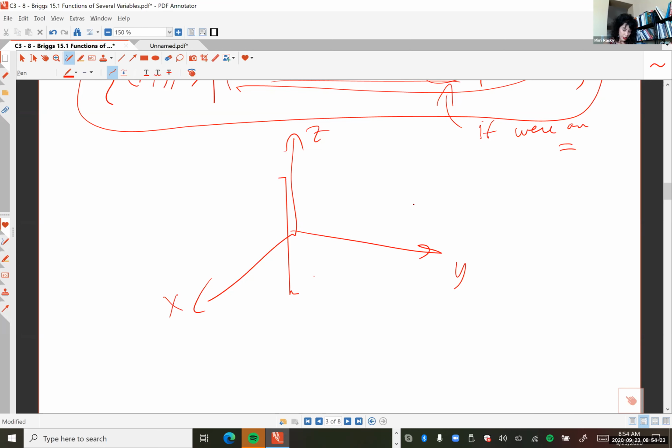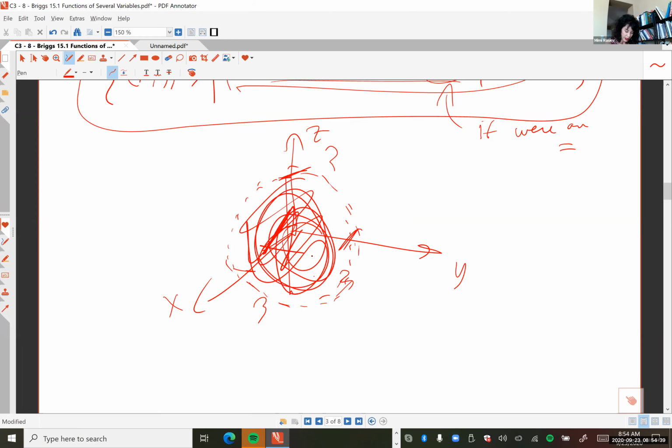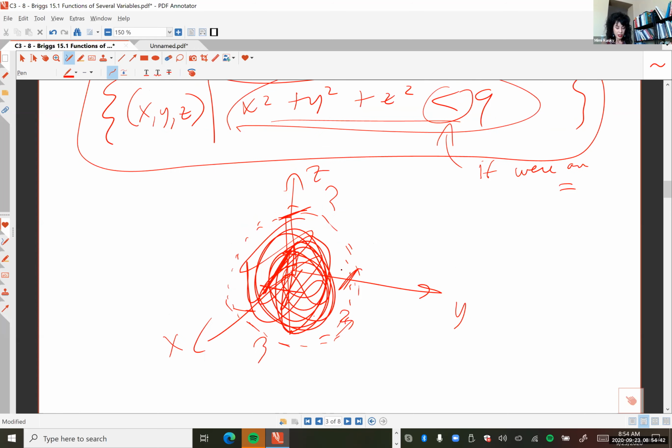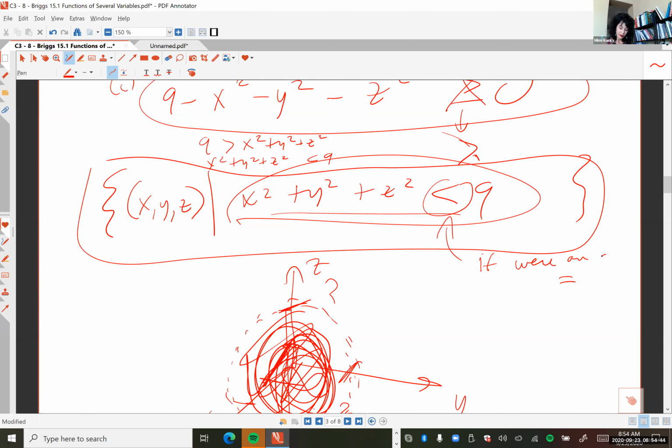So you have a sphere centered at the origin of radius 3, but I'm going to draw it with a dashed border. That's a terrible looking sphere. Why am I drawing it with a dashed border? And I can shade everything inside the sphere. Why is there a dashed boundary? Those values aren't included. Correct. Because this is a strictly less than symbol, any ordered triple that lives on the actual boundary of the sphere and not actually inside would be forbidden as part of the domain of this function of 3 variables. Very good, Alec, very good.